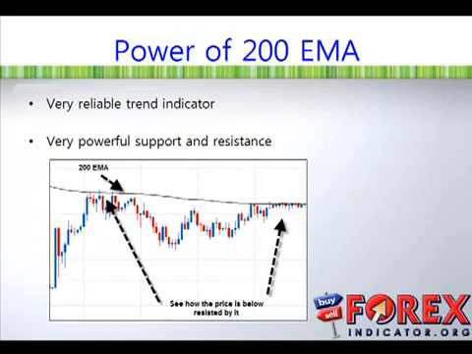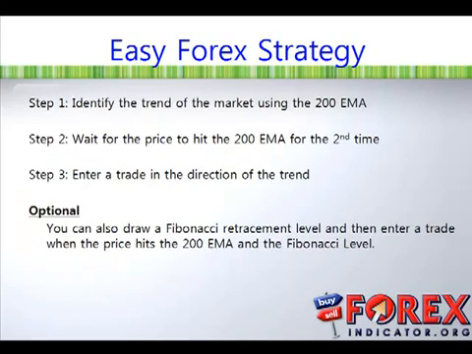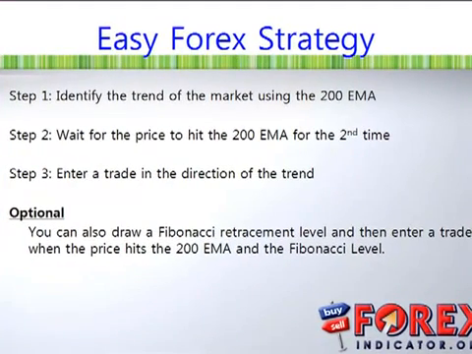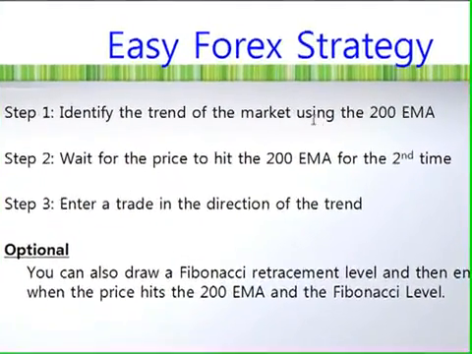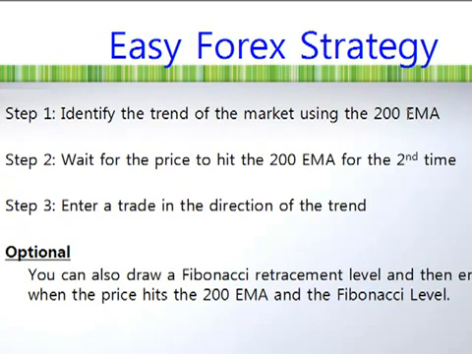Next, let's go through the strategy. There are three steps to this Forex strategy. Number one is to identify the trend of the market using the 200 EMA. You need to know whether it's now in an uptrend or a downtrend. Number two, you have to wait for the price to hit the 200 EMA for the second time. Very important, it's not the first time. You must make sure that it hits for the second time, and then you enter a trade in the direction of the trend.